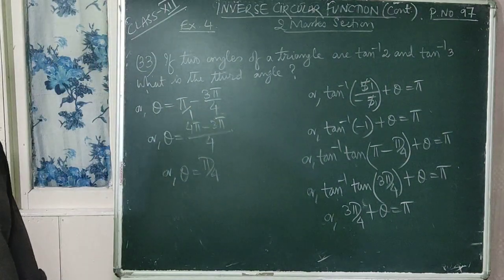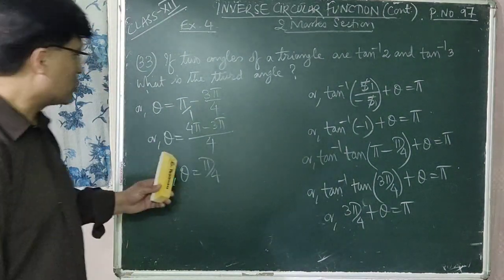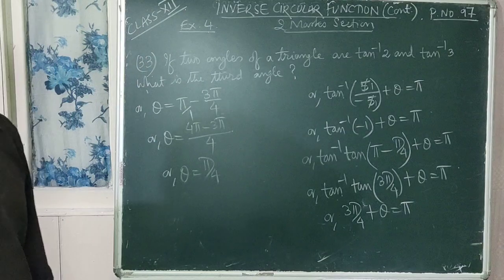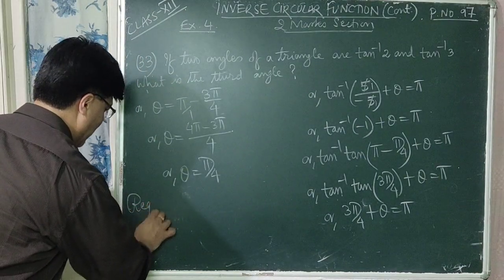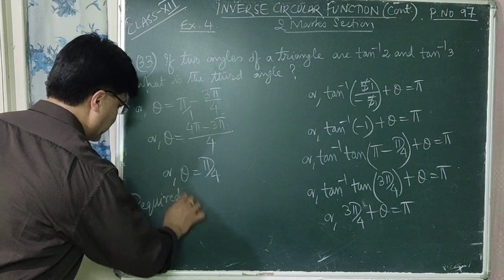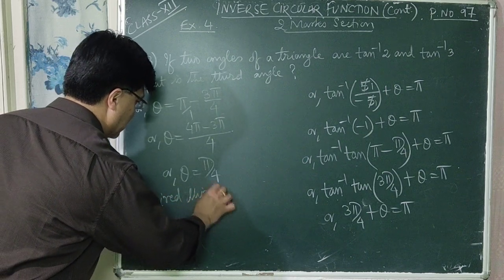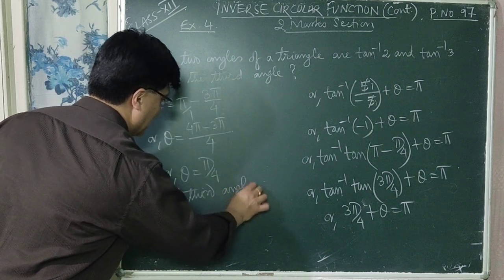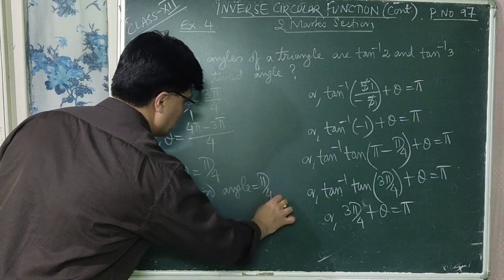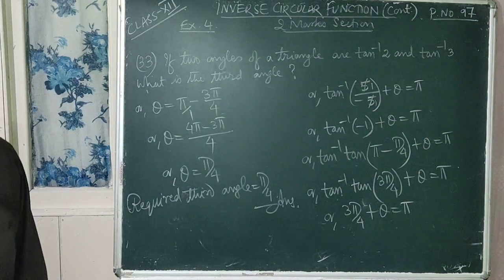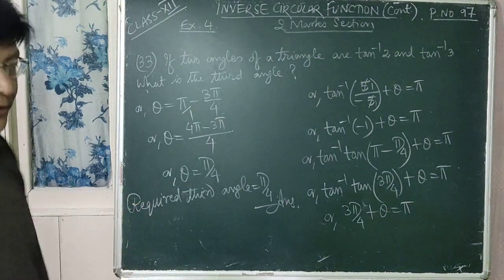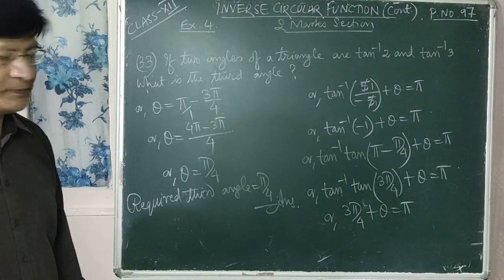So this is the third angle. So what is the required third angle in this case? It is pi by 4. So the required third angle is equal to, how much is it? It is pi by 4, right? So this is the answer. Understood? So copy it.